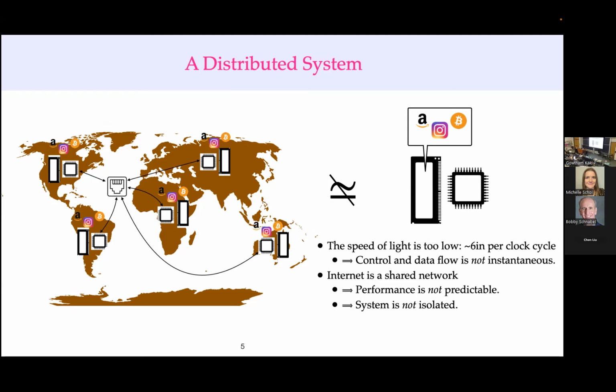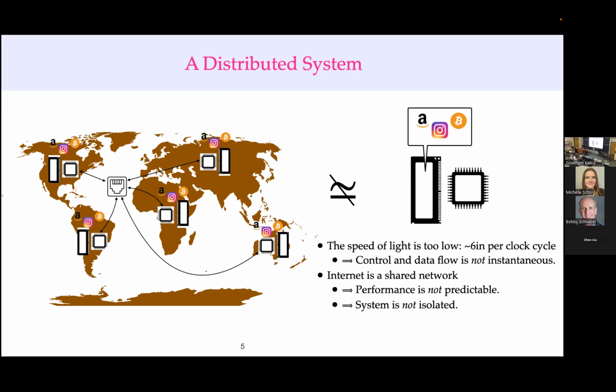From the inertial frame of reference, the speed of light is quite fast. But if you're looking at it from the perspective of clock cycles, it's not that much, right? The speed of light is around 6 inches per clock cycle. So before your memory access concludes from your main memory, a beam of light would have barely crossed this building, right? The key takeaway is that control and data flow are not instantaneous, so you actually do feel the latency of control flow and data flow.